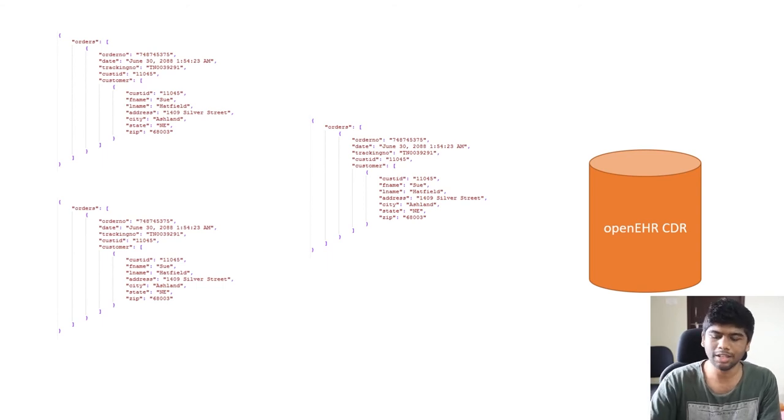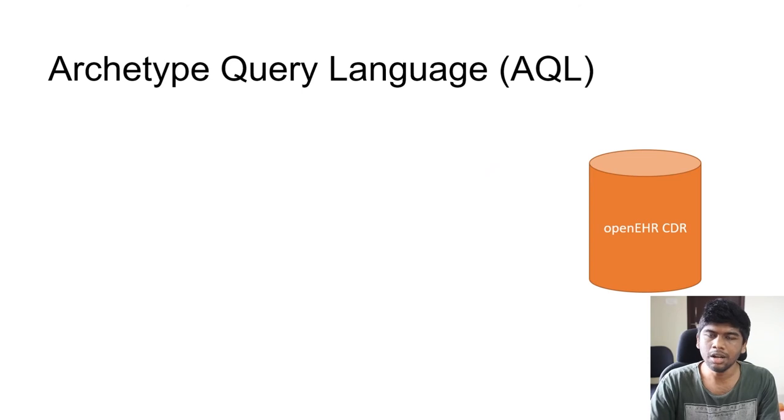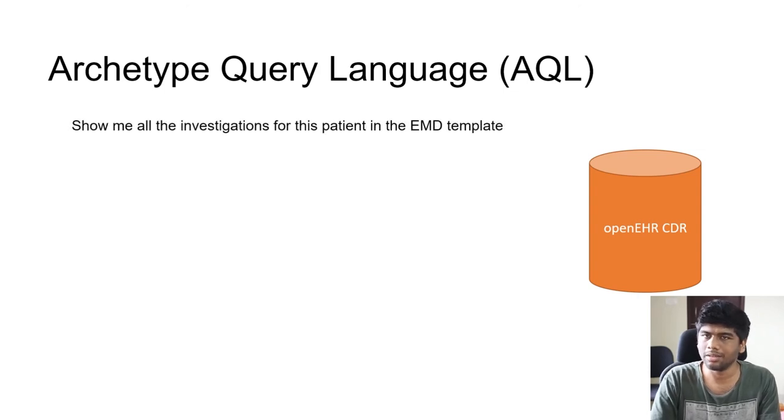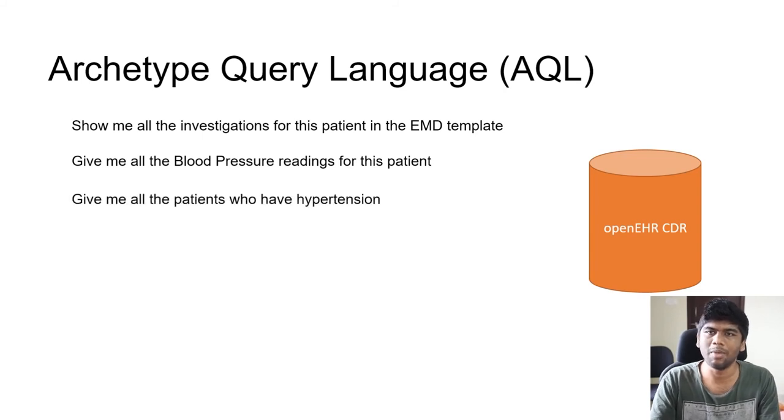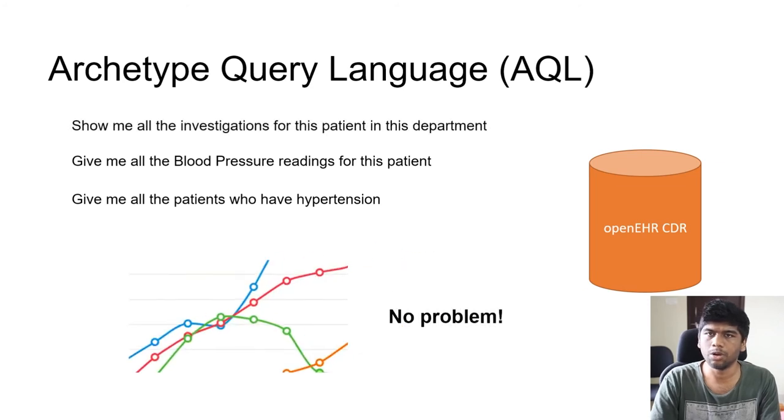So you send them all again to your CDR, and openEHR has this nice thing called AQL, archetype query language, using which you can ask the CDR any kind of question. It's a SQL-like language meant for clinical data, and it will give you back the results, no problem. So that is the basics of what openEHR is and how we can leverage it to build better systems faster.